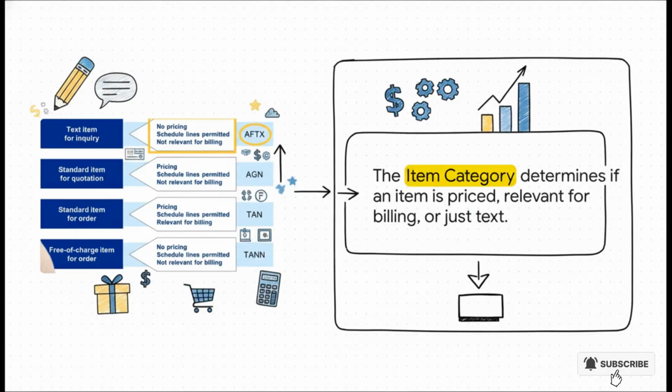Now we drill down a level to the item category. This little setting determines the behavior of each individual line on the order. Look at the examples here. A standard item gets priced and billed. But a free of charge item? Nope, no price, no invoice. Or maybe you just want to add some instructions. That's a text item. The item category is what tells the system what to do with that line.